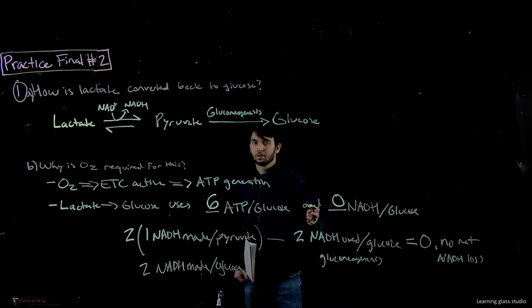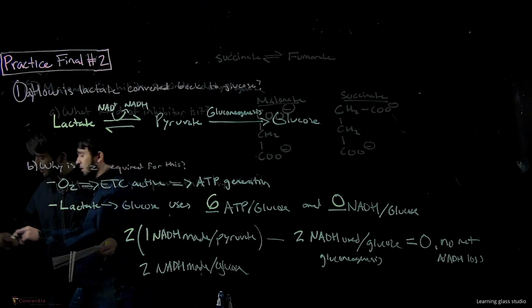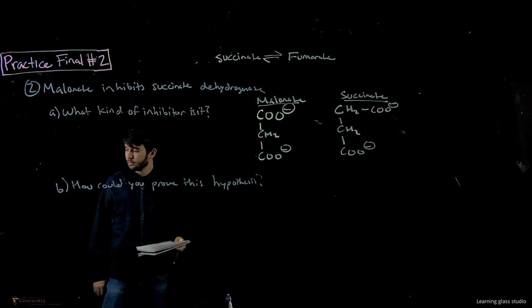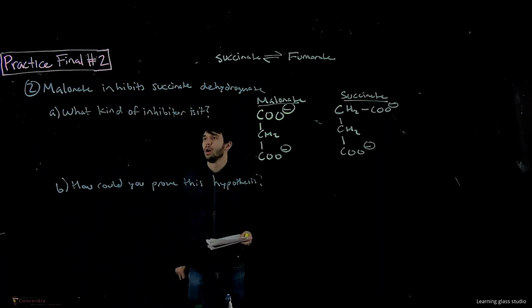All right, so next question. All right, question 2. Malonate inhibits succinate dehydrogenase. Succinate dehydrogenase, of course, an enzyme in the citric acid cycle, converts succinate to fumarate, right?